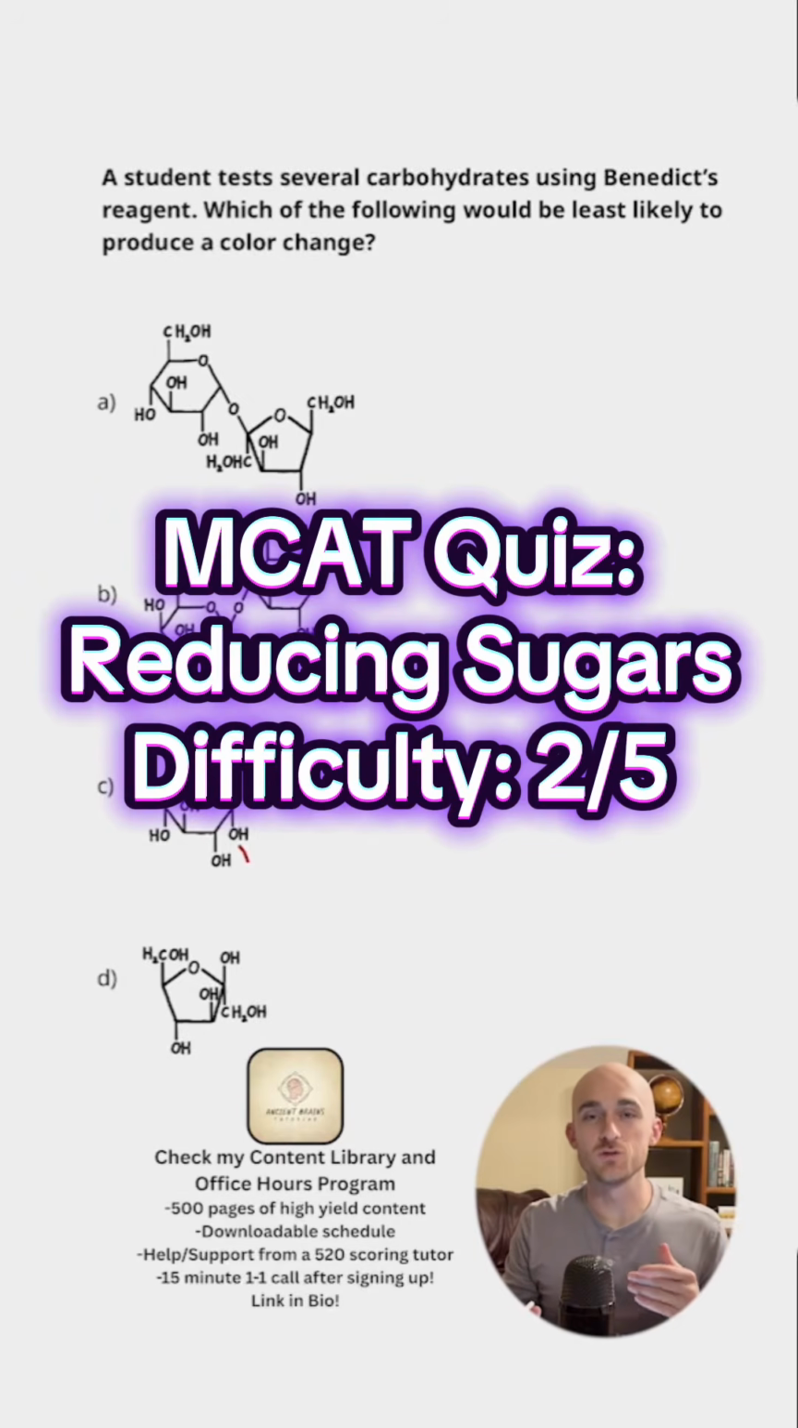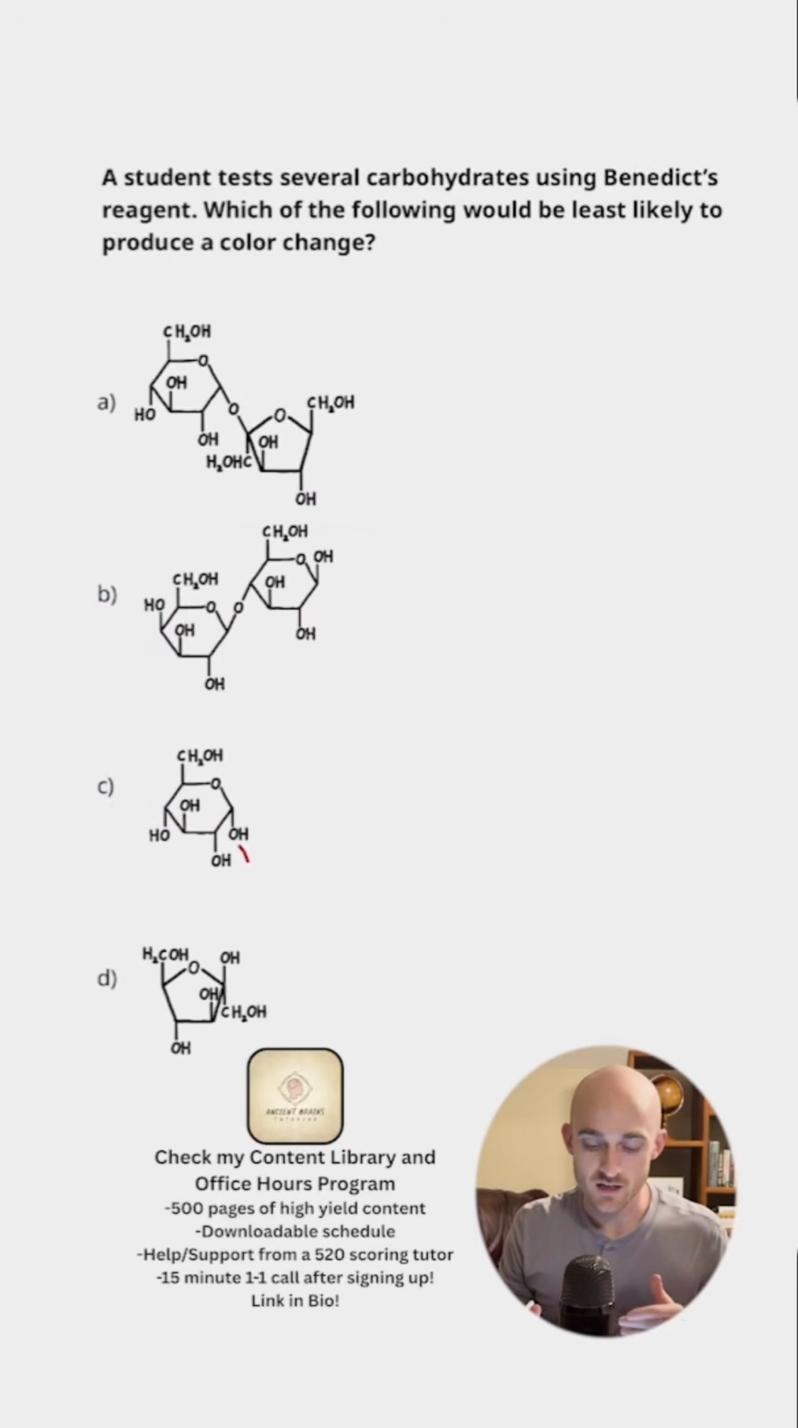MCAT quiz time, see if you can identify a reducing sugar. A student tests several carbohydrates using Benedict's reagent. Which of the following would be the least likely to produce a color change?